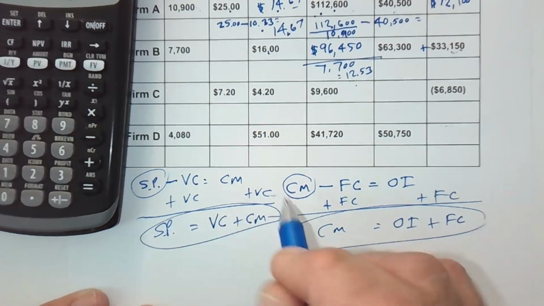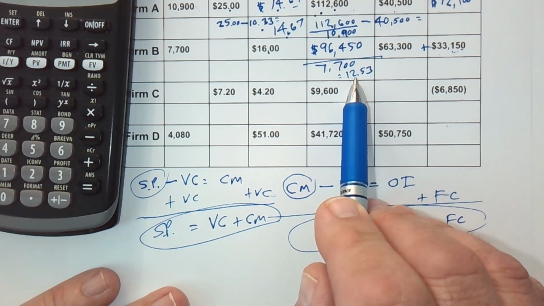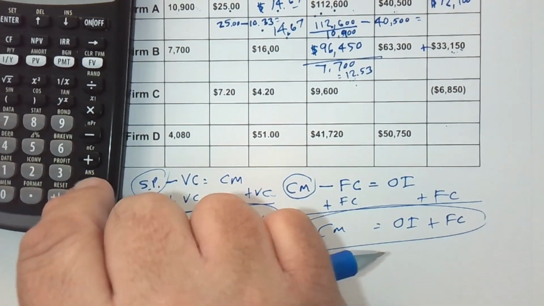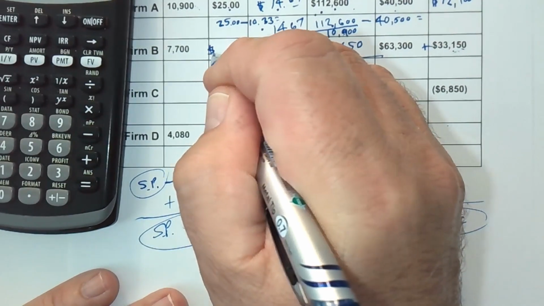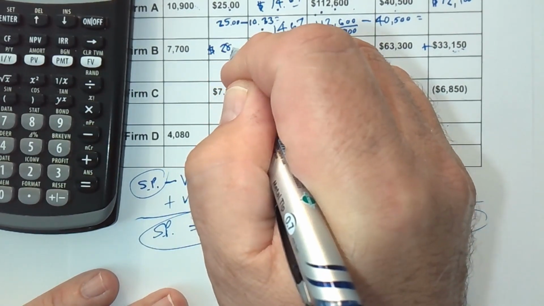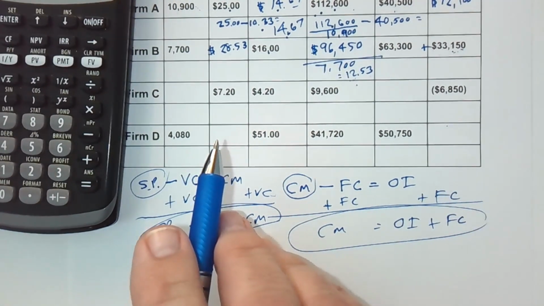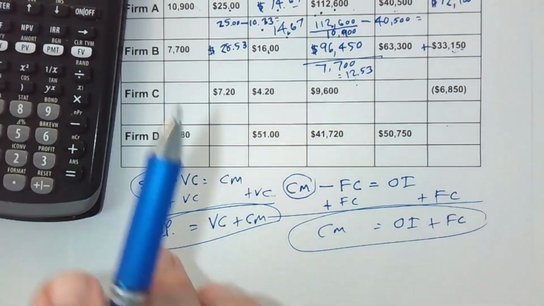And that's how I wind up with this. So I have $12.53 is our contribution margin per unit. I'm going to add to that the $16 variable cost, and that gives me a selling price of $28.53. And now we've calculated everything we need for our firm B.